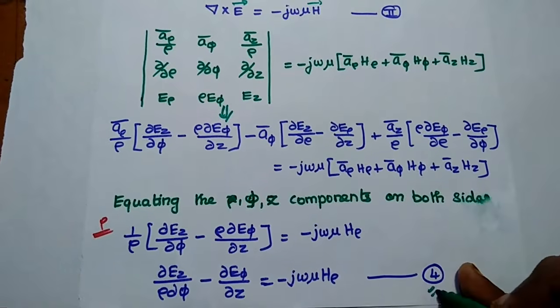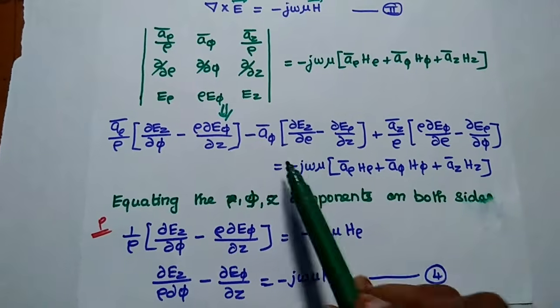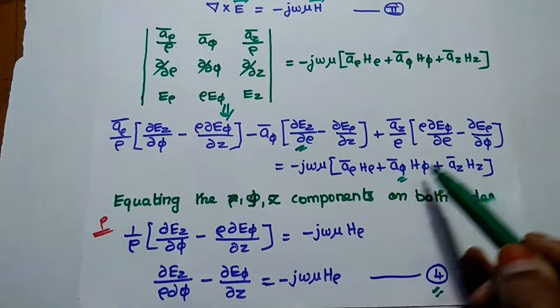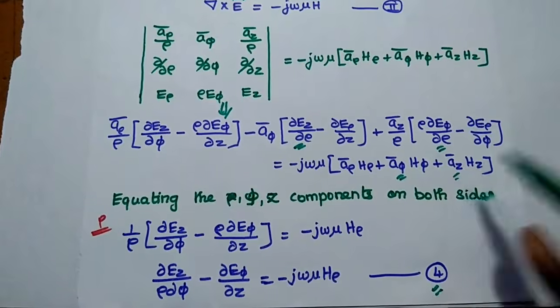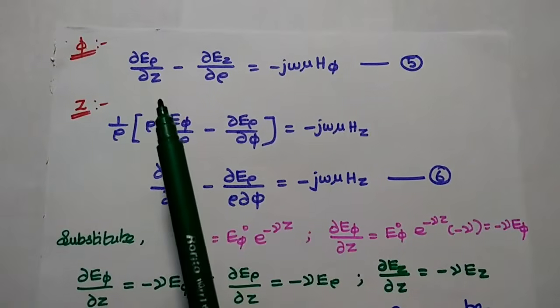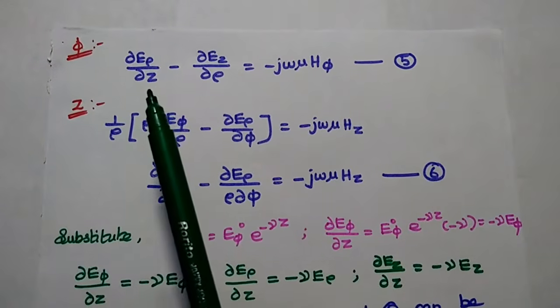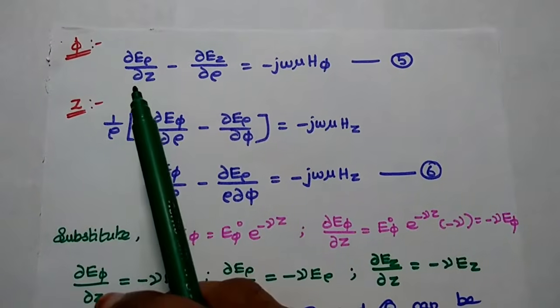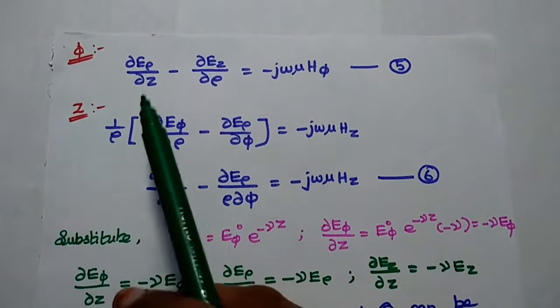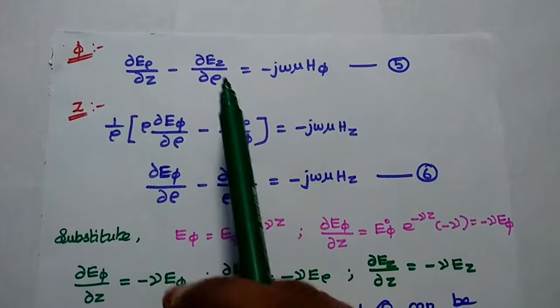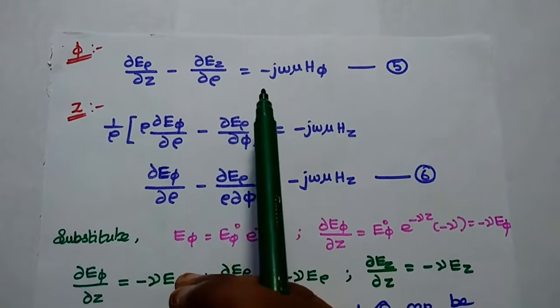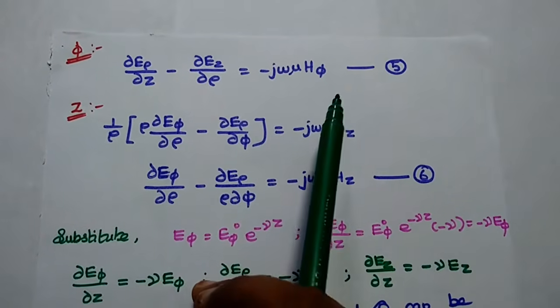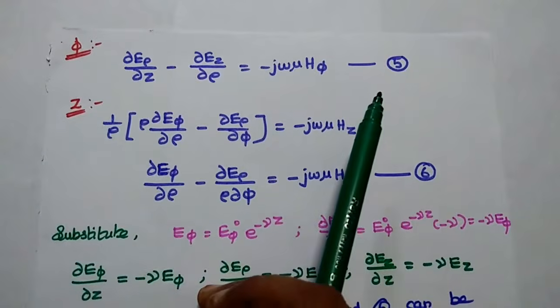Consider this as the fourth equation. The same way we can equate this phi value and then this z values. Next we have to equate the phi components on both the sides. Then we can get ∂Eρ/∂z minus ∂Ez/∂ρ is equal to minus jωμ Hφ. So consider this as the fifth equation.